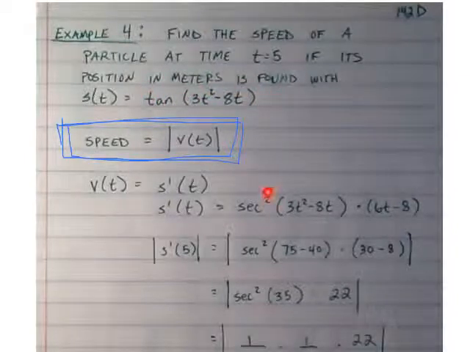And so we take the derivative of the outside, so the derivative of tangent is secant squared. And then we take that whole thing and we multiply it by the derivative of our inside. And because we want to know the speed at time 5, we're going to plug 5 into our velocity equation and take the absolute value of that. So we stick 5 into the equation and we get 25 times 3 is 75 minus 40. 5 times 6 is 30 minus 8. And we get secant squared of 35 times 22. And we want to take the absolute value of that.